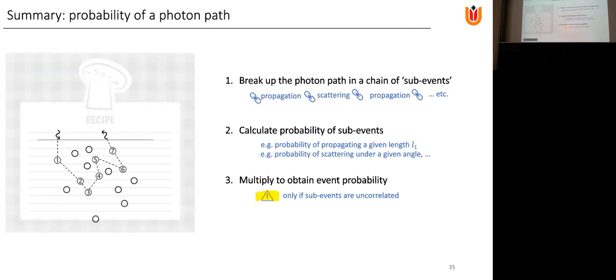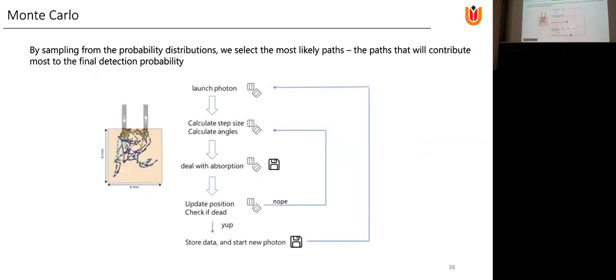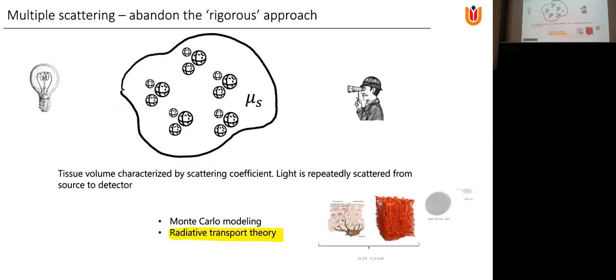That's all there is to it. Yeah, so this is again the recipe. The whole trick. So why does this work? Why is it efficient? It is because by sampling these probability distributions, we select only the most likely paths. And that means that you don't have to sample all the paths, but you sample the most likely paths.